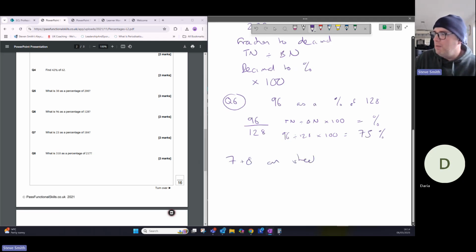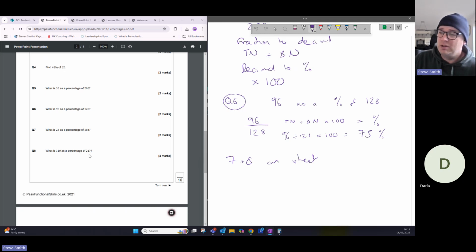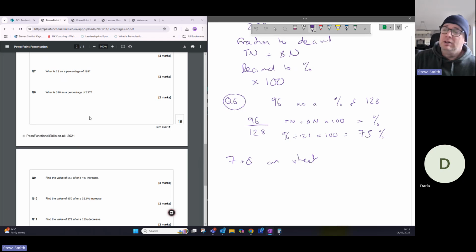So again, follow the method. It's showing you what the number is here. It's a fraction. As you can see, this one is a little bit different, but still do the same thing. It's asking you what 310 is as a percentage of 217. So it's going to be over 100% because it's a larger number, but don't worry about that. That's the fraction. The 310 is on top, the 217 is on the bottom, and then divide it into there and times it by 100.